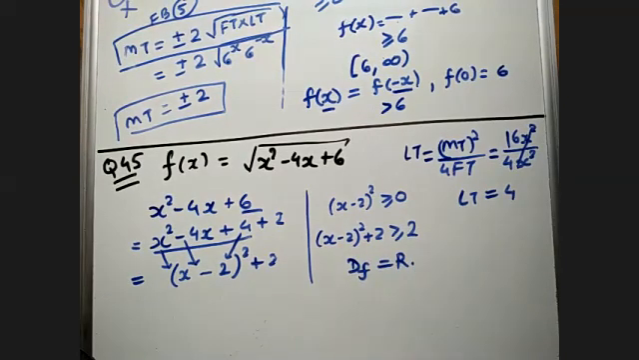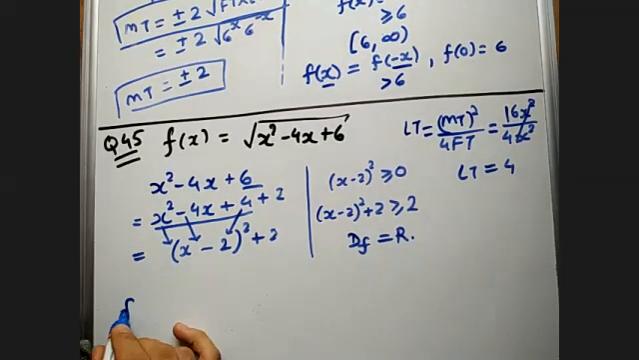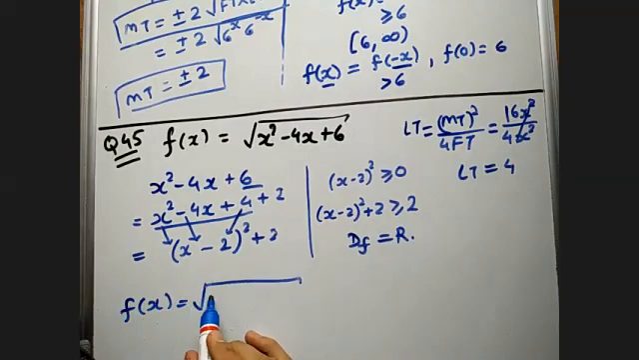Right, and certainly they have not asked about domain. So let us try to find its range. Okay, so how are we going to find its range? Tell me. So we have to find its minimum value first. See, so now my f of x will become square root of (x minus 2) whole square plus 2.